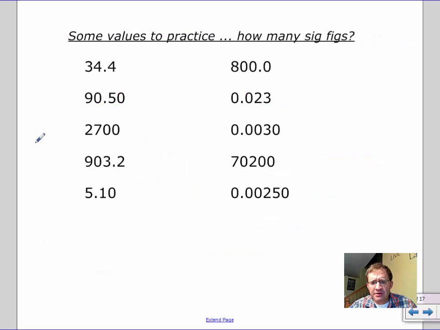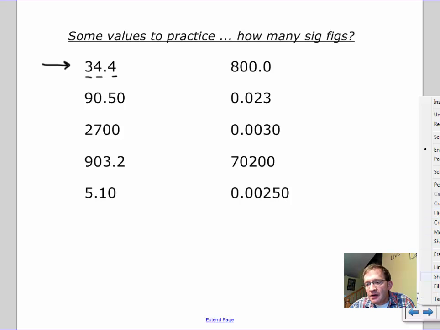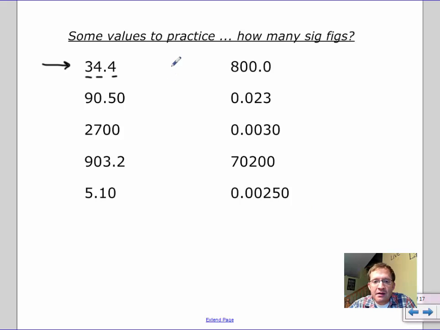Here's a few more examples just real quick for you to practice. How many significant figures in each of these? Okay, on the first one, 34.4, the decimal point is present. So we're going to start counting from left to right. 1, 2, 3 significant figures. I'm going to switch my pen so I can see a little bit better, as blue here instead of black. 3 significant figures. Okay, because the decimal point is present, we start from the left.